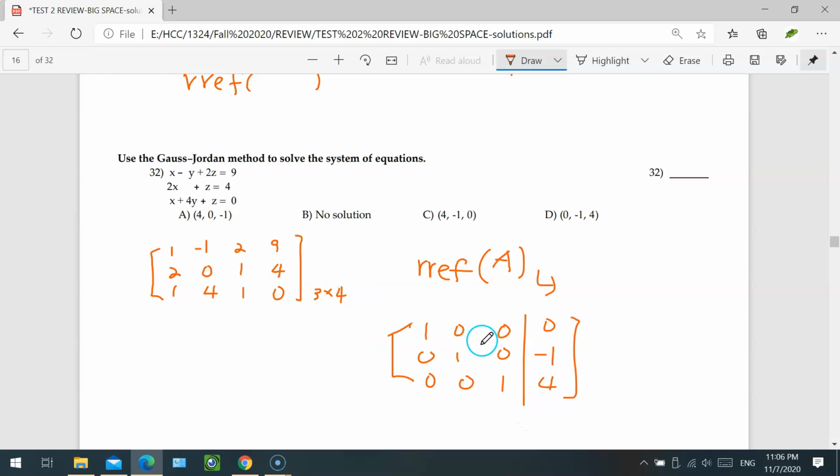So the solution here gives us the information x equals 0, y equals -1, and z equals 4. So you have 0, -1, 4. So you should go with the D.